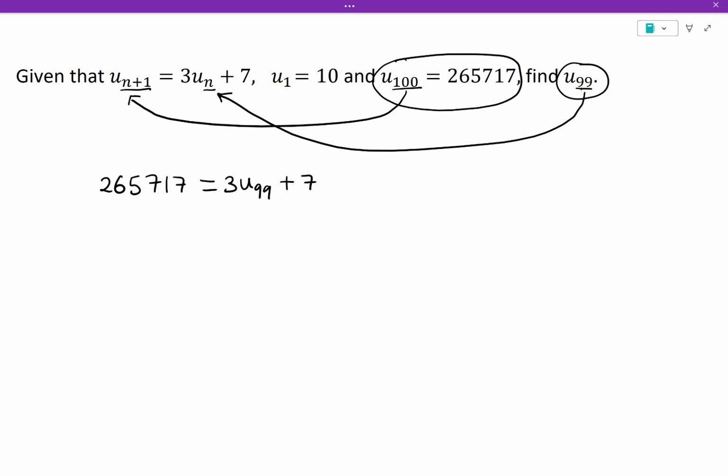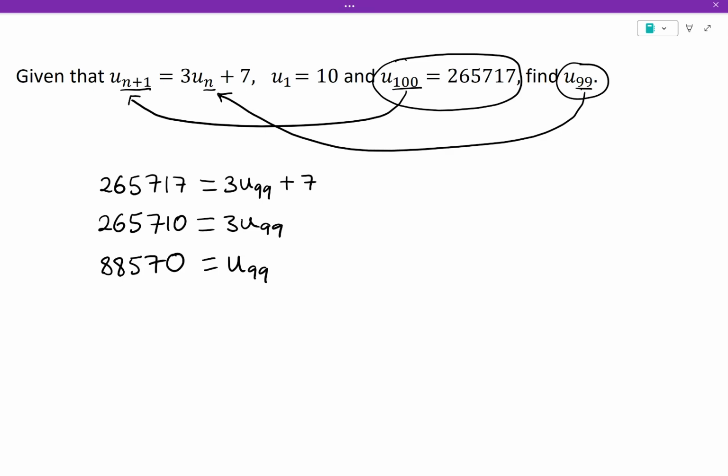So we could subtract 7. So we get 265,710 is equal to 3u99. And then we can divide by 3. And that is going to give me the final answer to the question. So putting it into the calculator, we get 88,570.